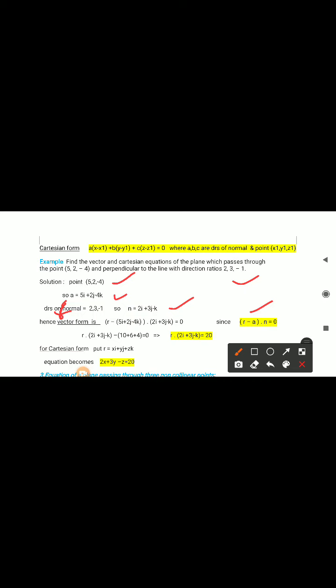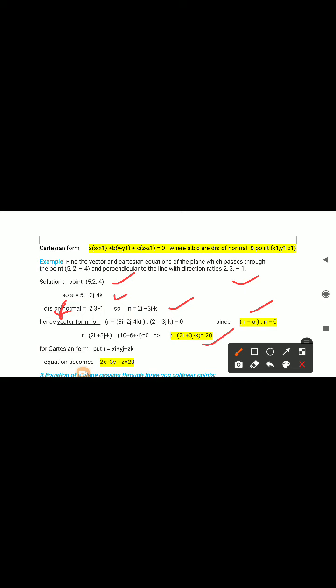So put the values of a and n here: (r minus (5i plus 2j minus 4k)) dot (2i plus 3j minus k) is equal to 0. Taking the dot product we get r dot (2i plus 3j minus k) minus the dot product of these two: 5 times 2 is 10, plus 2 times 3 is 6, minus 1 times minus 4 is 4. So we get r dot (2i plus 3j minus k) is equal to, calculating it, 20. So this is called the vector equation.